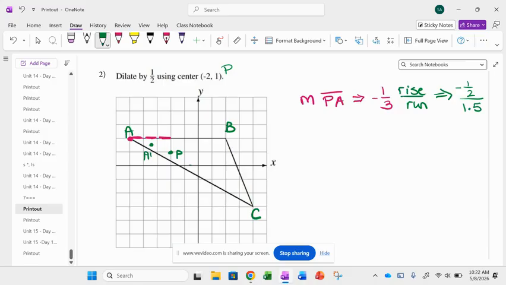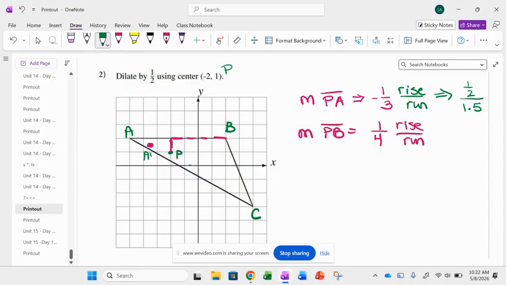And now we're going to do that for the other 2 points as well. Let's do pink. Okay, so now from B to P, I'm going to go from P to B. It doesn't matter either way you look at it. I'm going up 1, to the right 1, 2, 3, 4. So we're +1, +4, which is my rise over my run.